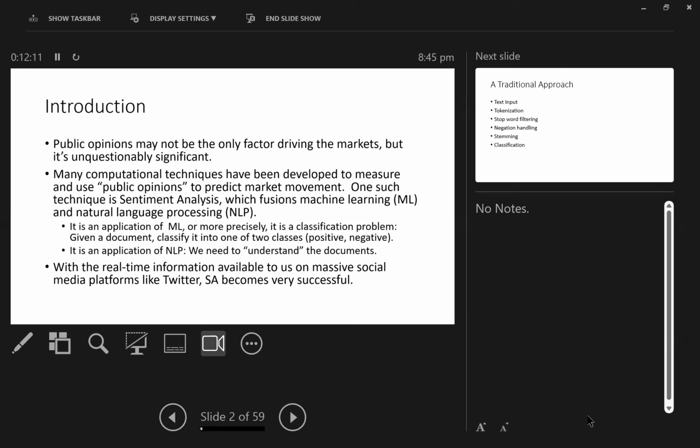But anyway, this is public opinion, and the common knowledge about the market is that public opinion is important, and we should take it into consideration. Based on this, there are many computational techniques that make use of public opinion in terms of how to assess it, how to understand or interpret it, and how to make use of it to help make better predictions.